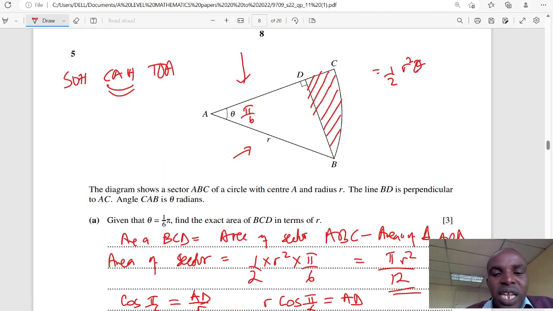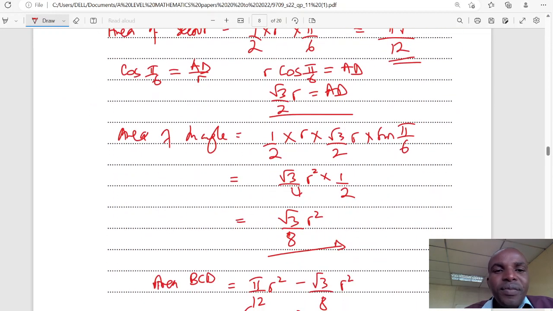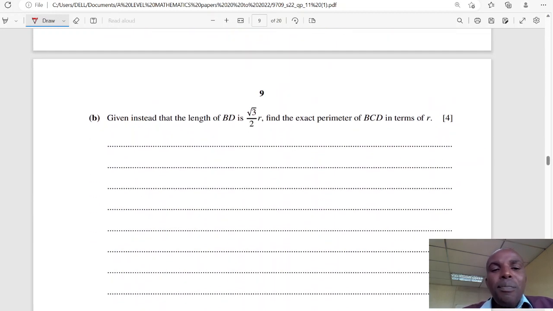Is it in square centimeters? The units are not given. Right, then next, part B: given instead that the length of BD is root 3 over 2 R, find the exact perimeter of BCD in terms of R.